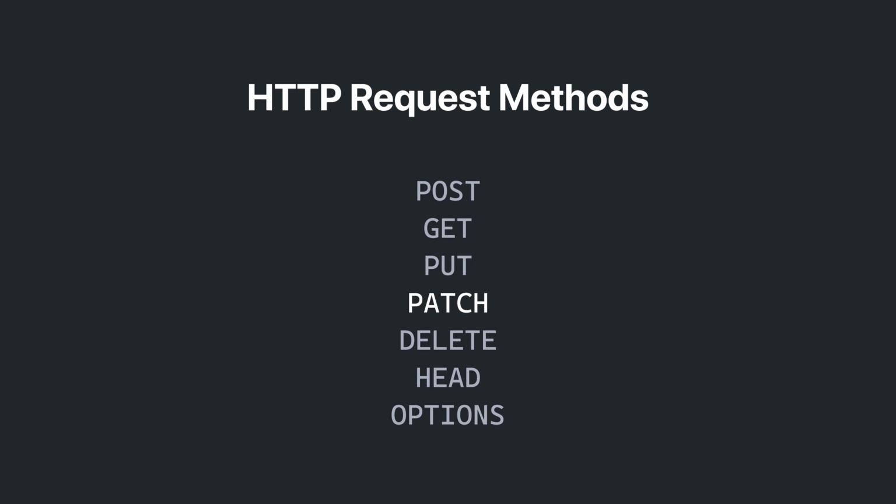Patch is the same as put, but it can include a single property in the body instead of all properties of the document. Delete deletes the document. Head retrieves header information without a body. Usually that means the same data as get but without the document. Options retrieves resource metadata. Usually that returns information about HTTP methods for the resource.